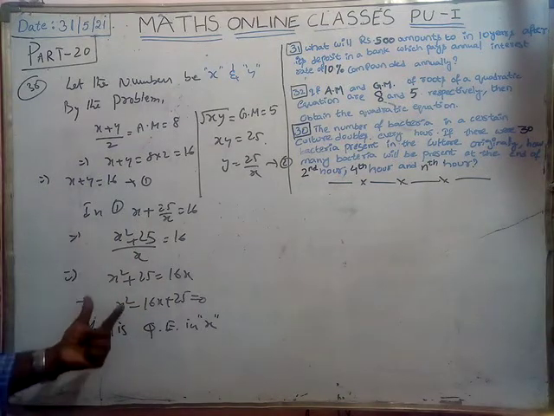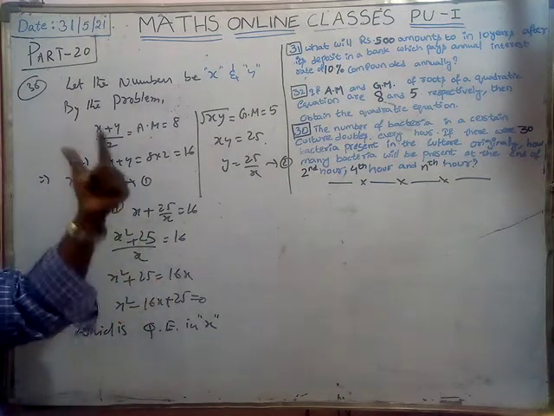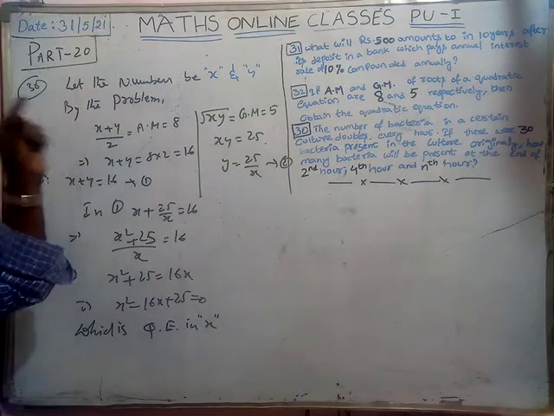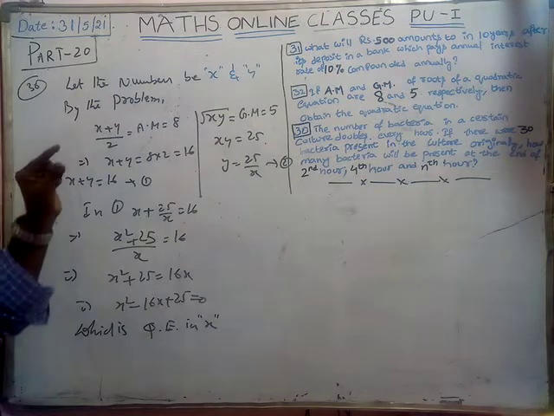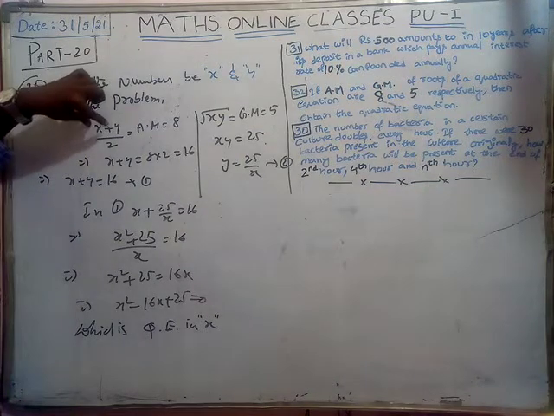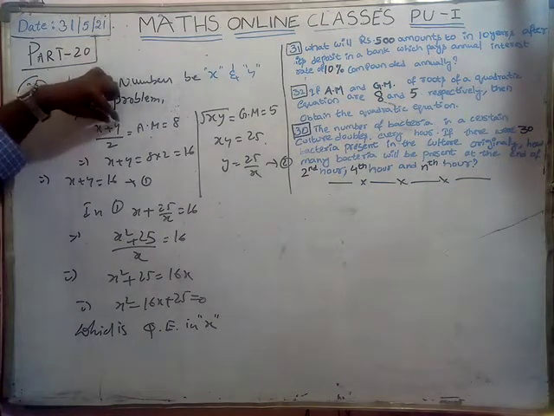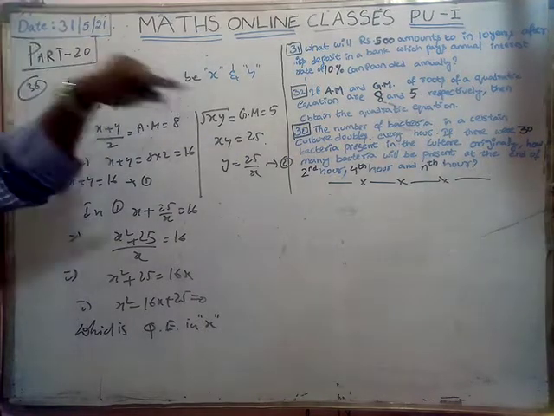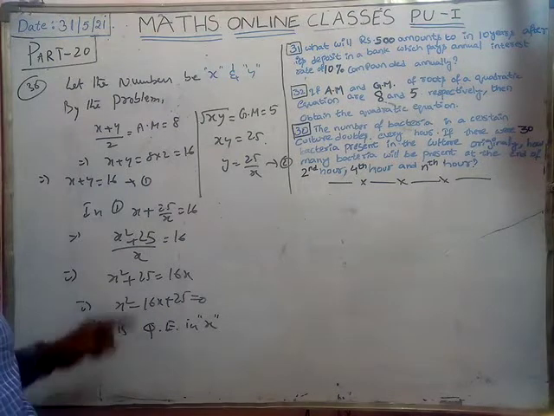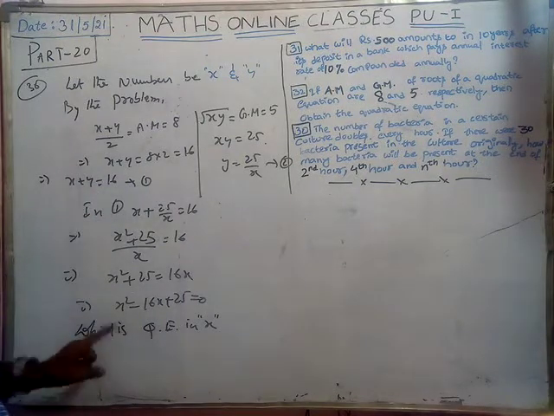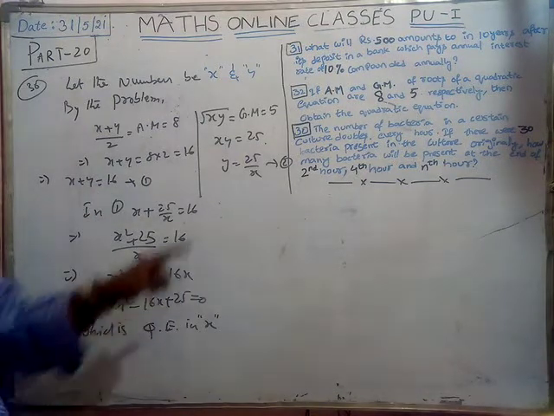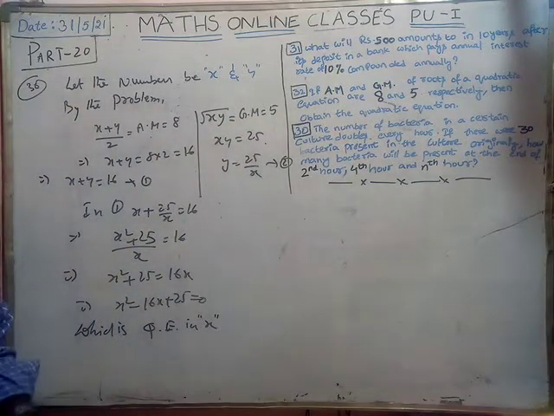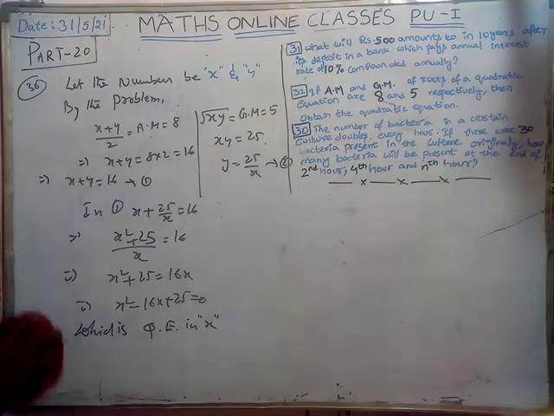Here the concept is that the AM and GM are fixed for two numbers. AM and GM are not single terms. I am taking the numbers x and y, arithmetic mean. Now x plus y by 2 is equal to 8. That is given. This is the required quadratic equation. Now, is it clear?